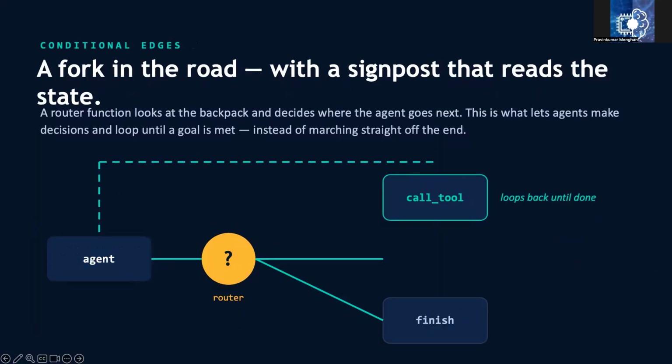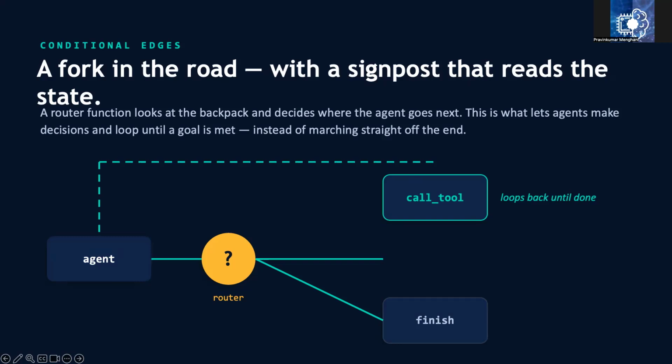Let's talk about this fork in the road with a signpost that reads the state. Here is the thing that makes agents actually look very intelligent: the ability to look at what they have done so far and decide what to do next. That's the conditional edge. So think of it like a choose your own adventure book. At the end of each chapter, you don't just flip to the next page, you make a choice based on what happened in the story.